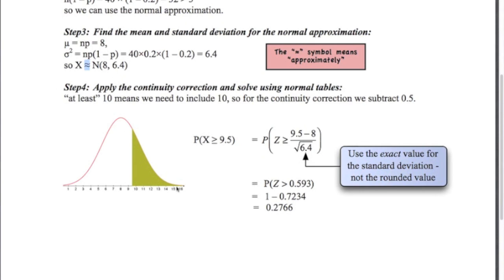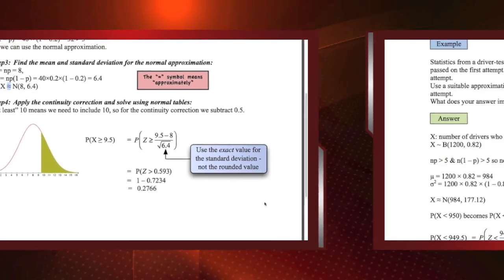Because we're going that value and above, if you've got one of the Casio FX-991ES, we'd be using R in that special menu I was telling you about before. So you just put in R of this number here and it would give you the answer. If you're looking at the table, you'd look up 0.593 and you'd say 1 minus whatever that tells you. So the final answer is 0.2766, or 0.277 to 3 significant figures.